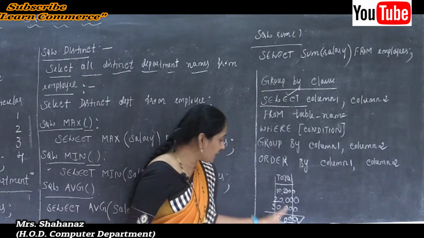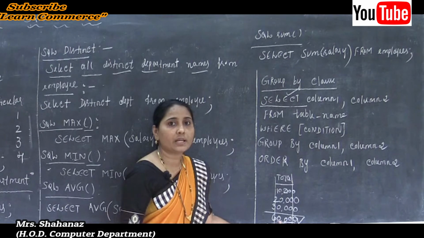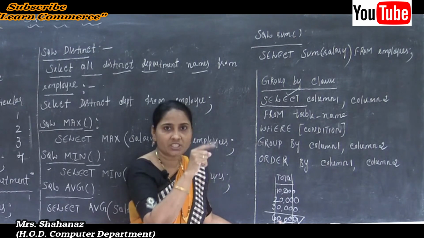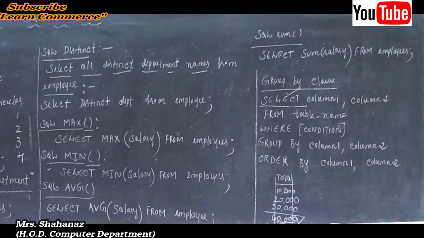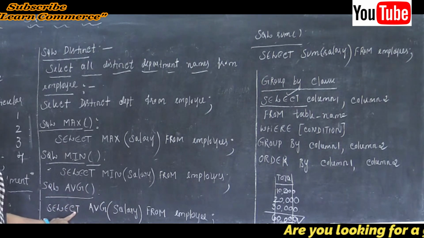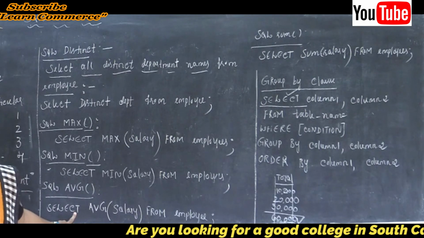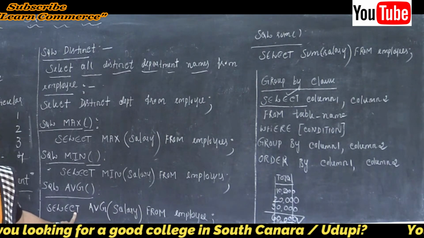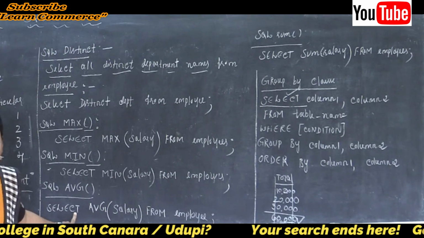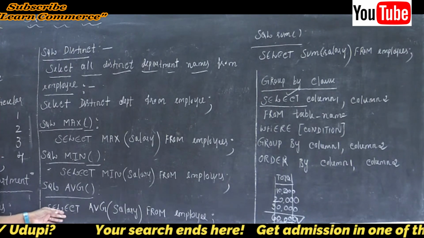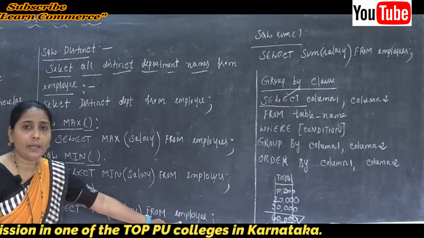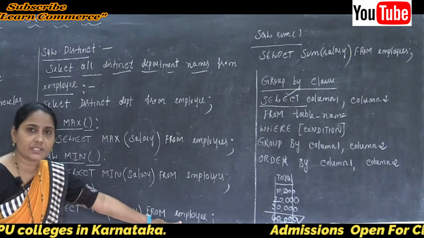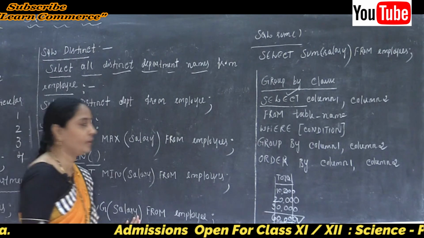Here the total salary is 60,000. How many records are there? It is going to be divided by 3. So 60,000 divided by 3. Whatever answer we get, that answer is called the average. Clear this point here? So we can say the SQL average is used to get the average value of a numeric column, or to get the average salary from a column. This is done by using the syntax select average salary from employee. Clear this point here? Select the average salary from employee to get the average value of a numeric column.